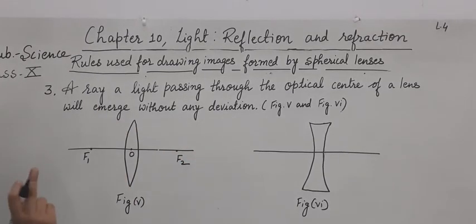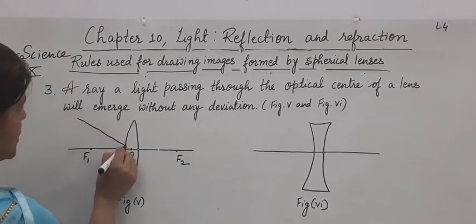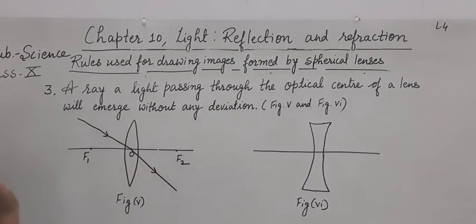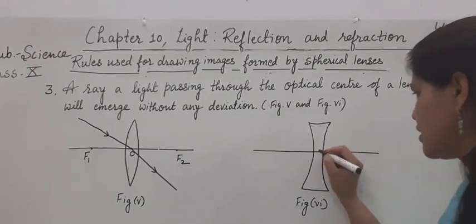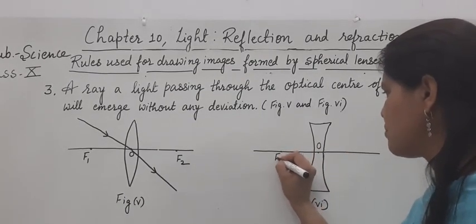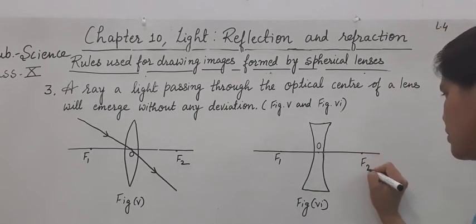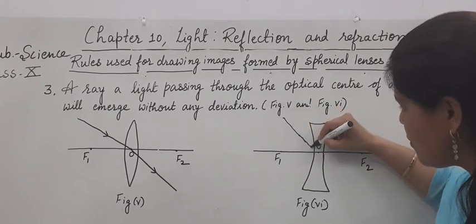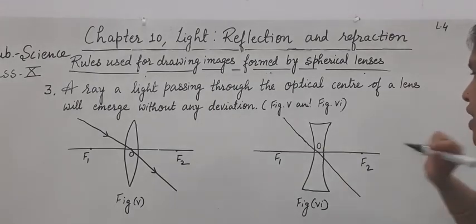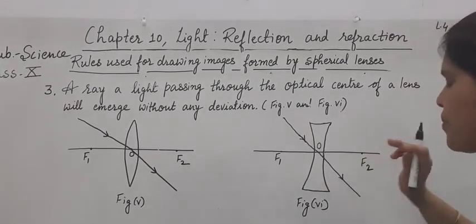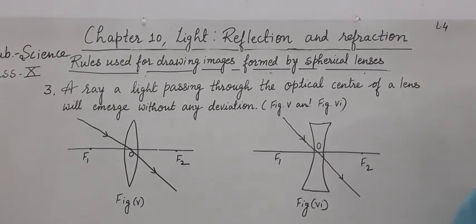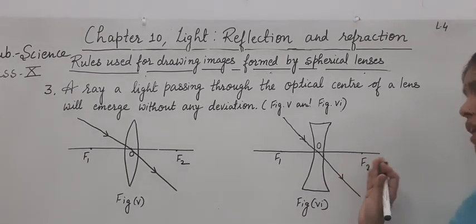So what is the rule? If a ray of light passes through the optical center, then it will emerge without any deviation. Similarly, in case of a concave lens, this is the optical center, F1, principal focus first, principal focus second. A ray of light passing through the optical center of this concave lens passes without any deviation. So if an incident ray passes through the optical center, then it will emerge without any deviation. So this is all about the rules for making ray diagrams in case of spherical lenses.